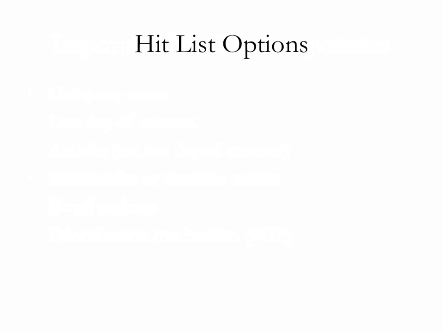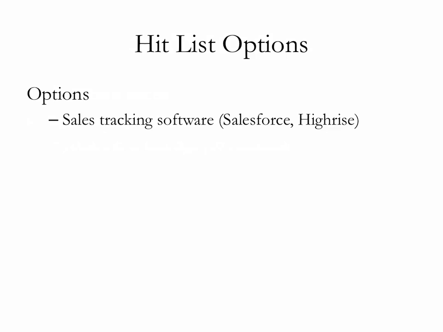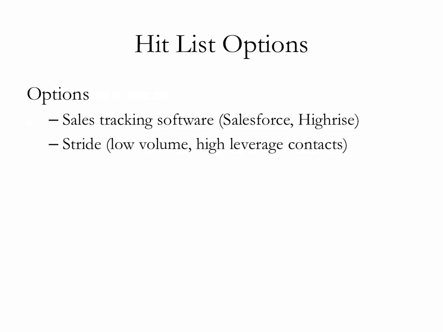There's a few options that you can use for your hit list. There's sales tracking software. So Salesforce, HighRise, Sugar CRM, there's a ton of them out there. There's another tool that my friend Andrew Dumont built called Stride. And this is a little bit better for low volume, high leverage opportunities. So let's say you only have 100 deals in your pipeline. This actually is a great tool for those type of situations.